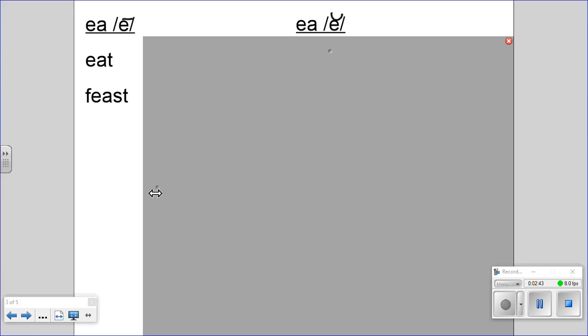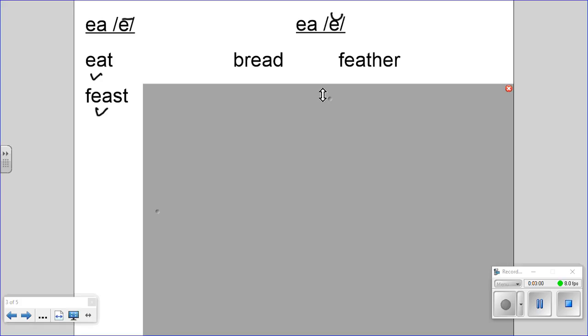Eat, feast. When we clover label this, we put a V for vowel team under the EA. Now let's look at some that the EA says eh.